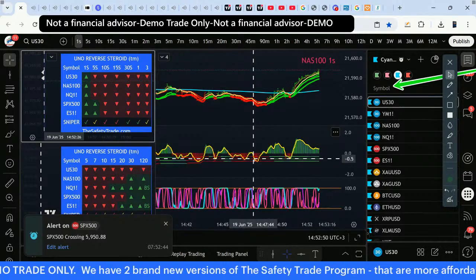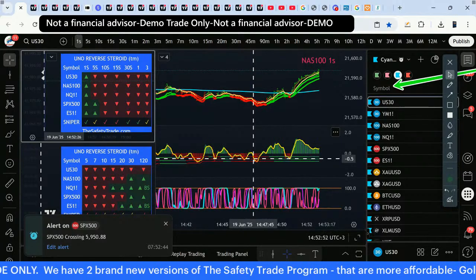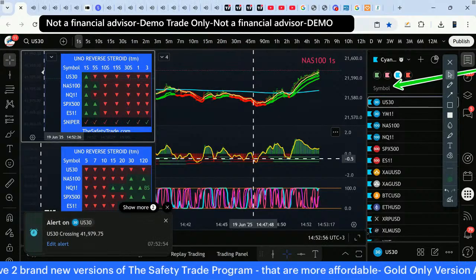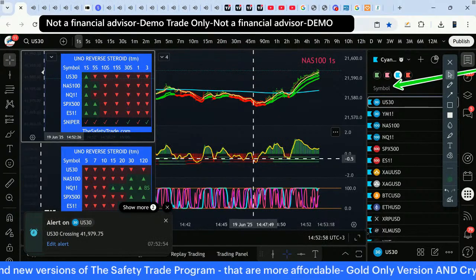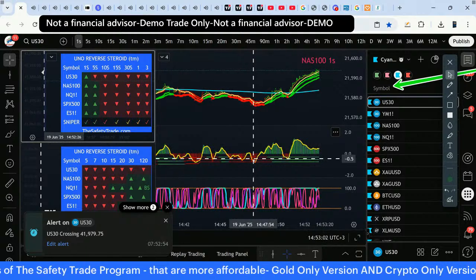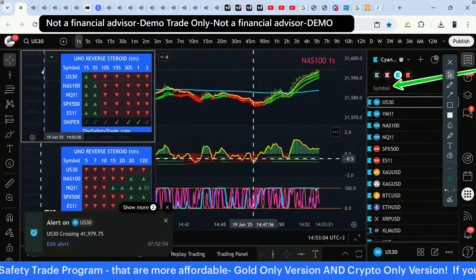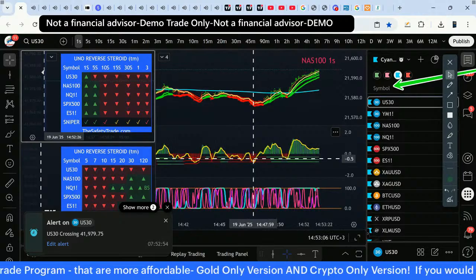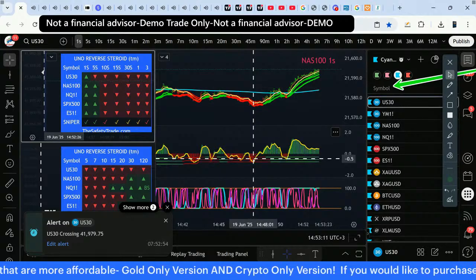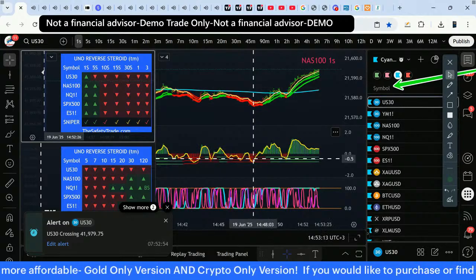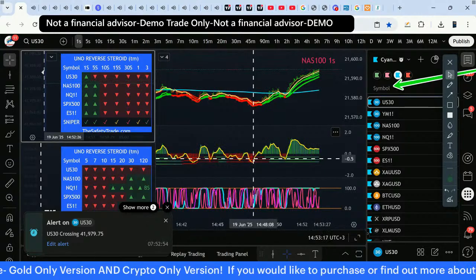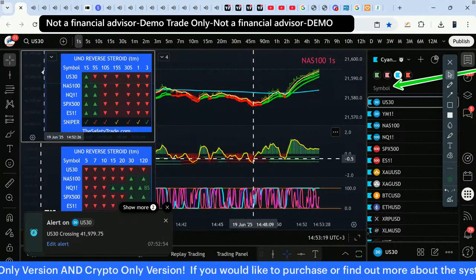NQ crossing. Pete, new member, sending good morning. Can I purchase? Alert, crossing. These are all the correct trades. Alert, US 30 crossing, SPX, all the 5 seconds. Why am I not getting my alert? Yourself, Pete. Fuck out of here.